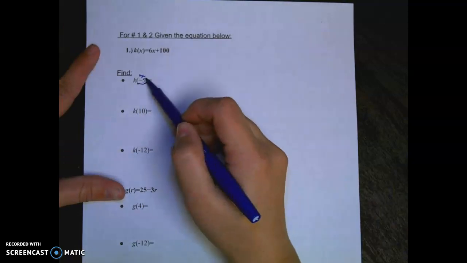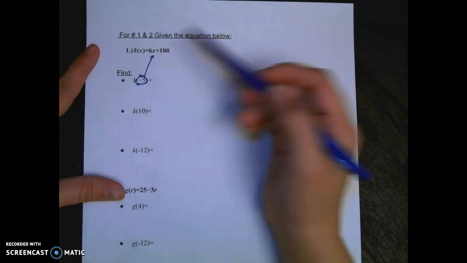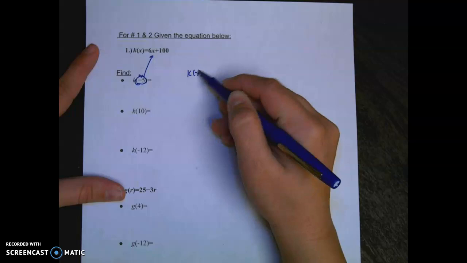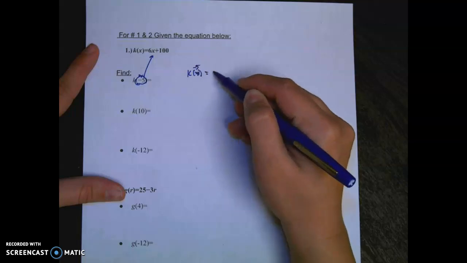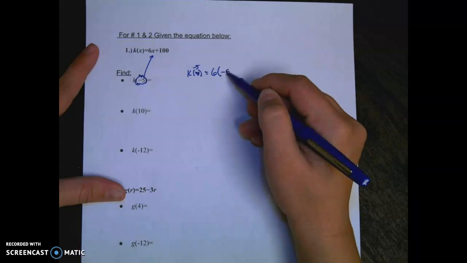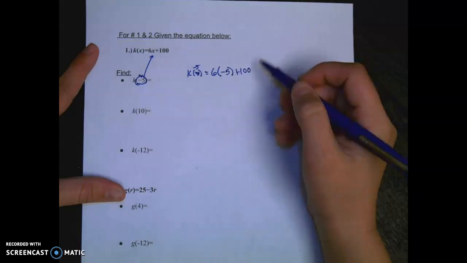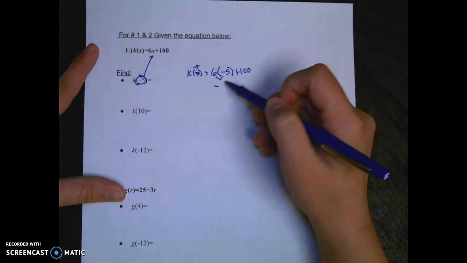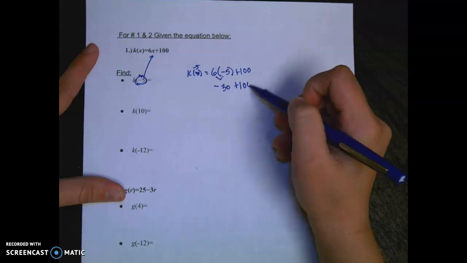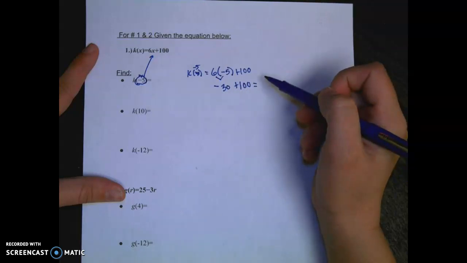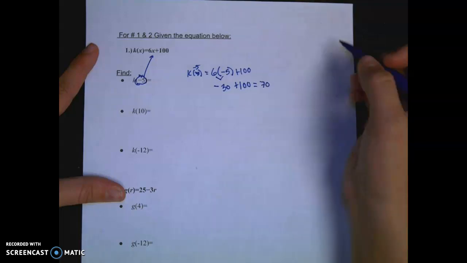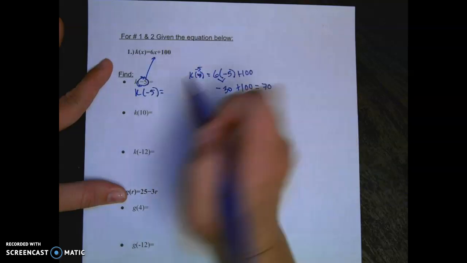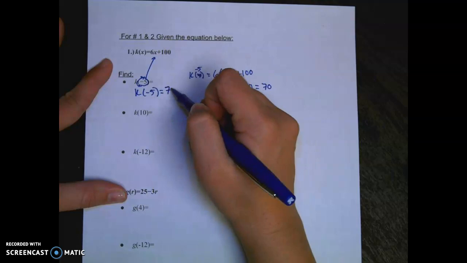So what I'm going to do is take this -5 and plug it in right there. So I have k of x, and we know what x is, so -5, equals 6 times -5, because remember I'm plugging it in. What's a negative times a positive? A negative. What's 6 times 5? 30. Plus 100 is going to give me what? 70. So let me rewrite this: k of -5, my y, or my output, is going to be 70.